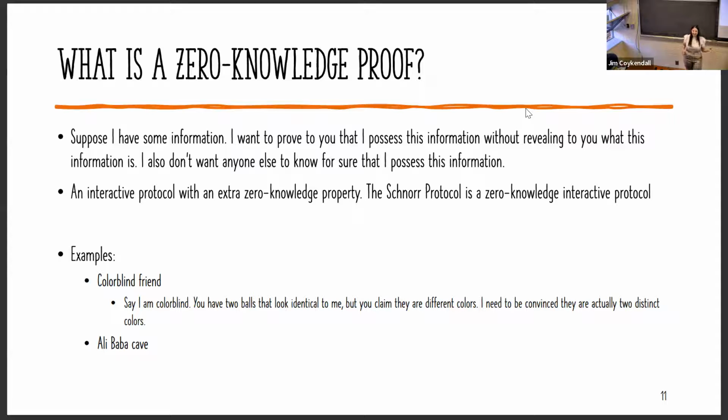Also, it's worth noting that proof and protocol are being used interchangeably in this context. They're pretty much synonymous. It's not like the rigorous proof that we're used to in math. It's basically a protocol or an algorithm. So the Schnorr protocol that I did show you is a zero knowledge interactive protocol. The verifier never finds out what that X value is. So I'm going to demonstrate this through a little example.